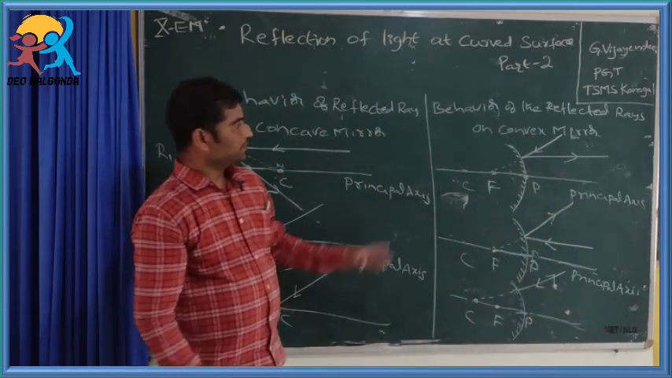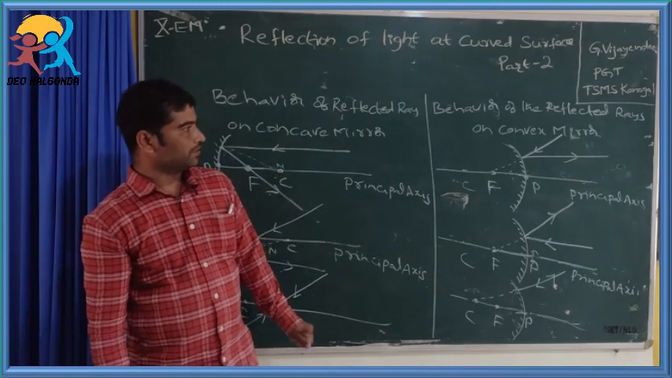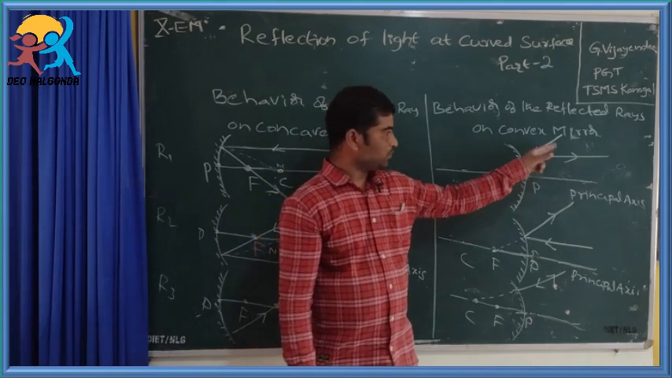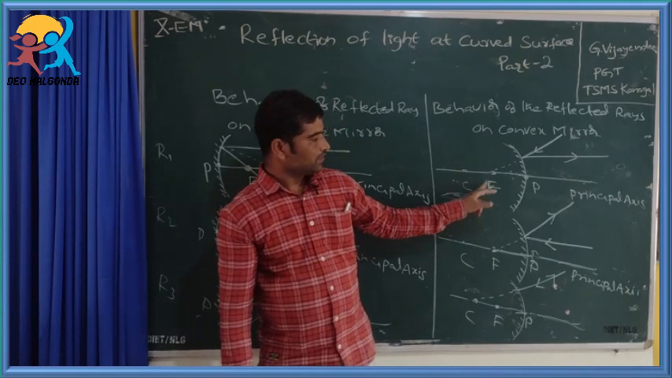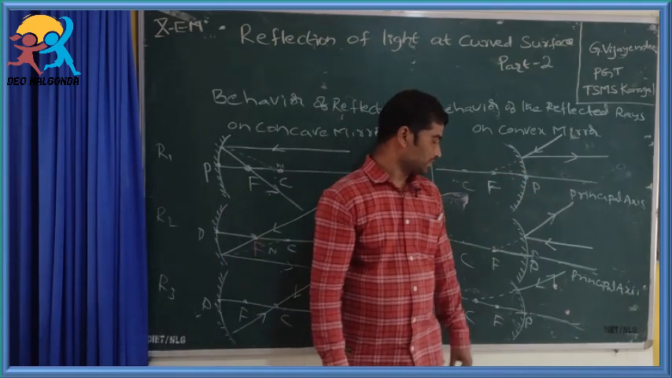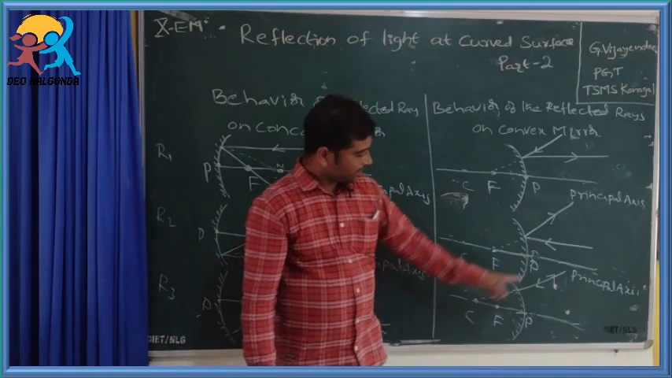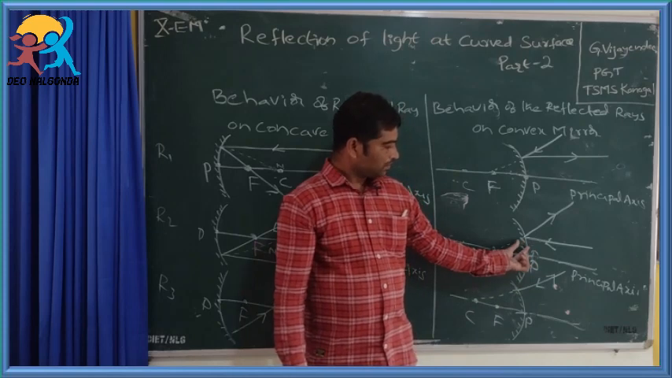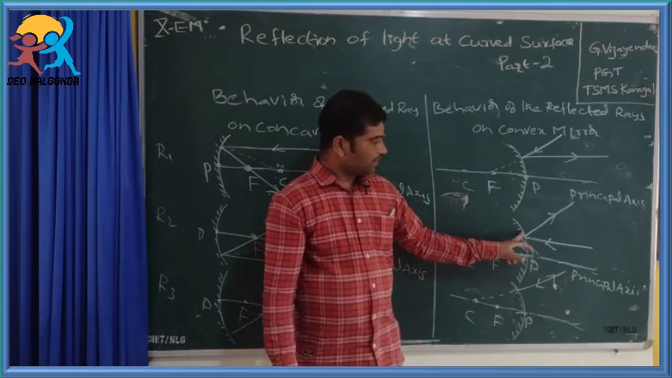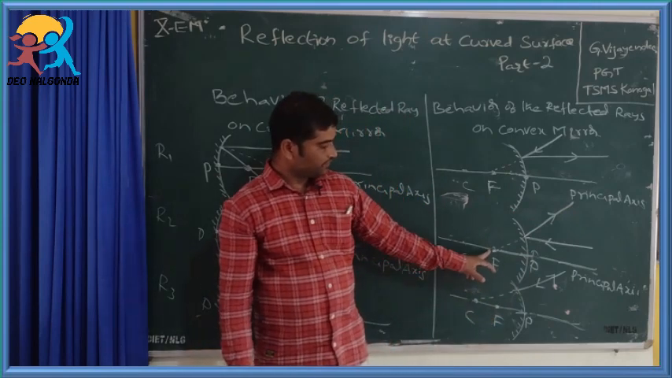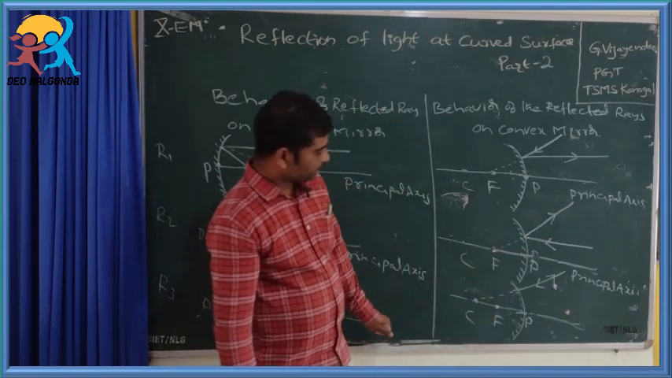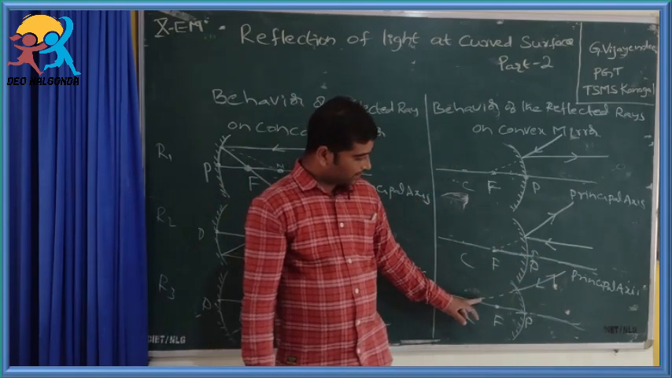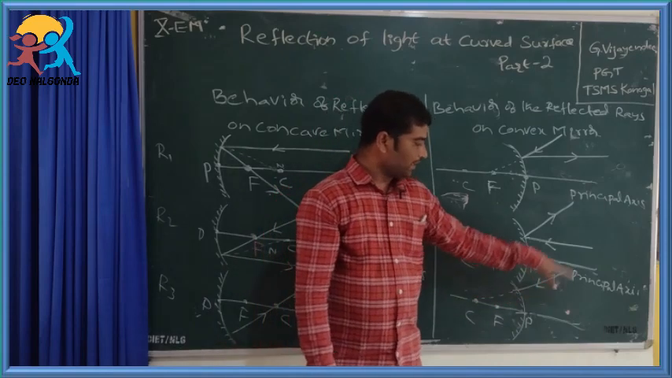These are the three rules which give the behavior of the reflected rays on the convex mirror. First rule: if the incident ray appears to pass through the focus, the reflected ray is parallel to the principal axis. Second rule: if the incident ray is parallel to the principal axis of the convex mirror, then the reflected ray appears to diverge from the focus. Third case: if the incident ray appears to pass through the center of curvature, then the reflected ray returns back along the same path.